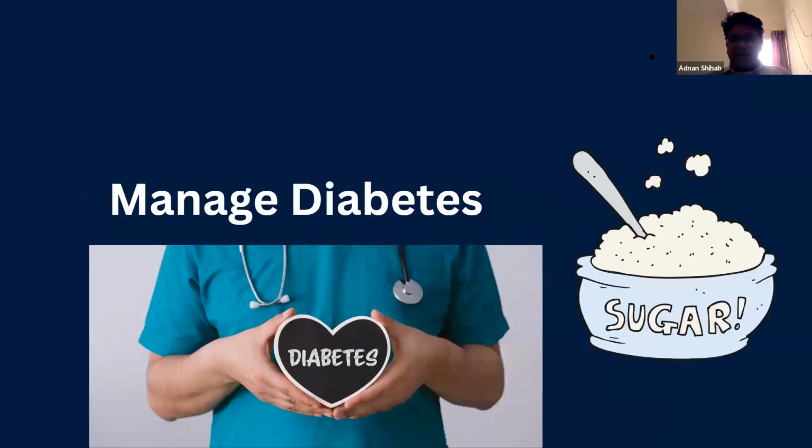Then next one is manage diabetes. As I said before, there are people who add extra sugar, maybe 100% sugar, in coffees and bubble tea. We can choose how much sugar we want. Some people will choose the maximum on the scale, but still they will add more sugar into it.